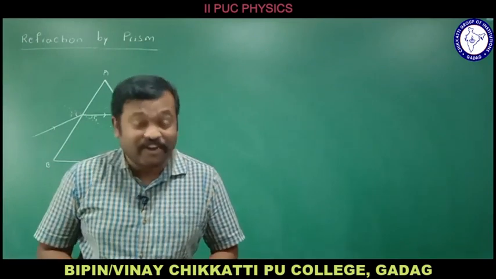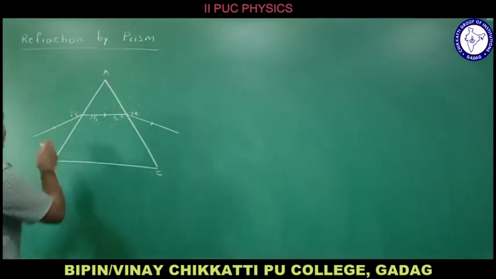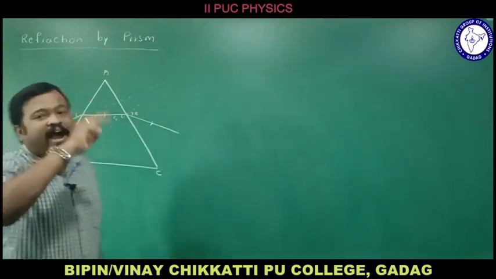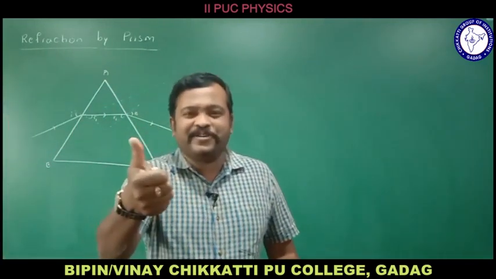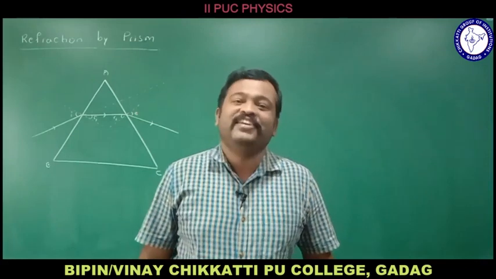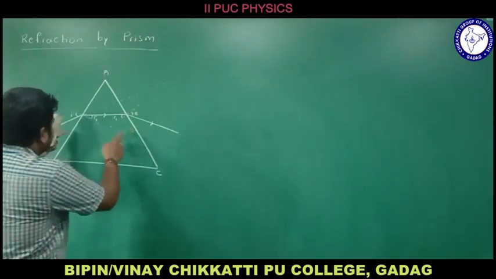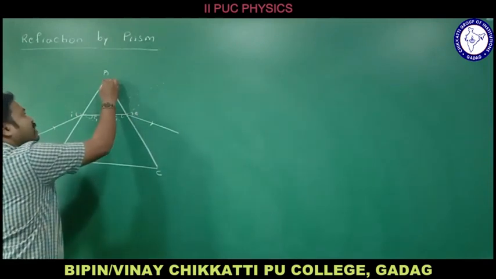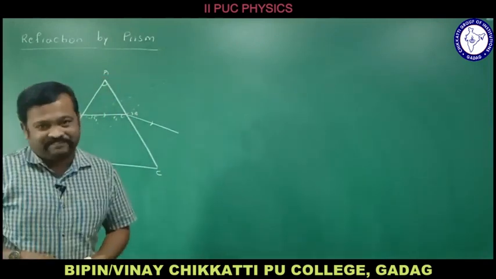As we have already studied about incident ray, refracted ray and emergent ray, we come across two angles in a prism. One is angle of prism and another one is angle of deviation. Okay, what is angle of prism? As these are the two refracting surfaces, angle A becomes angle of prism, right?